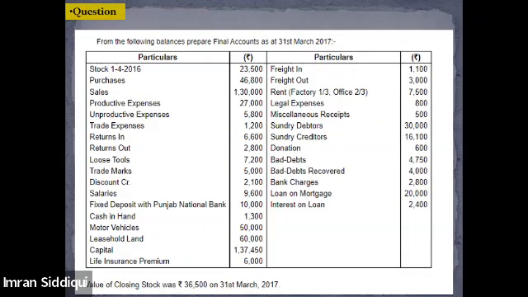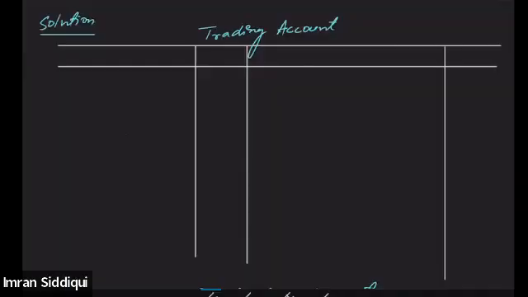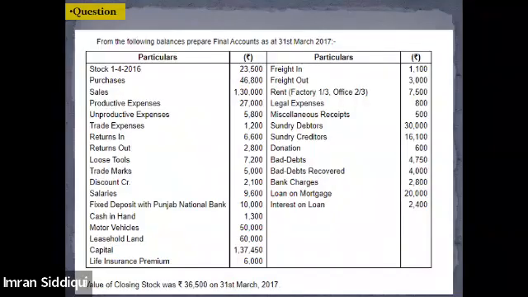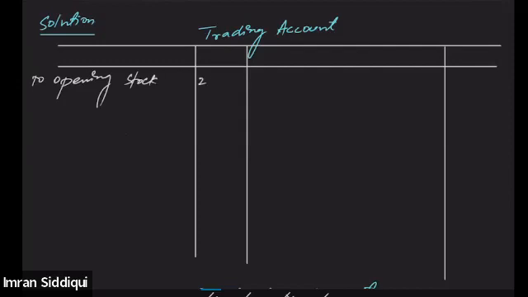Starting with the first information in the question, it is regarding the stock as on 1st of April 2016. So this is the opening stock, right, everyone? Any one of you please confirm where I should write down the opening stock, whether in the trading account, P&L account, or the balance sheet. Tell me quickly. Very good, Ritika. Opening stock will be written in the trading account. The value of the opening stock, which is given in the question, is 23,500.